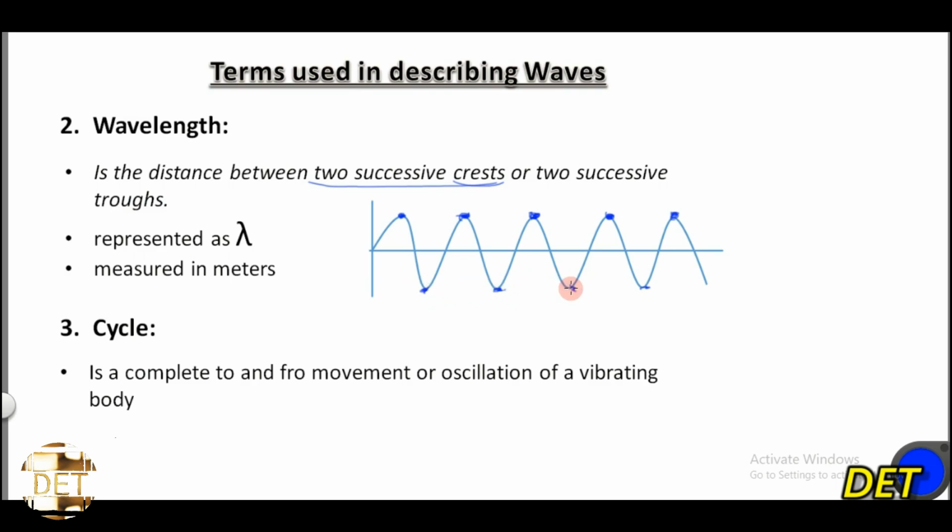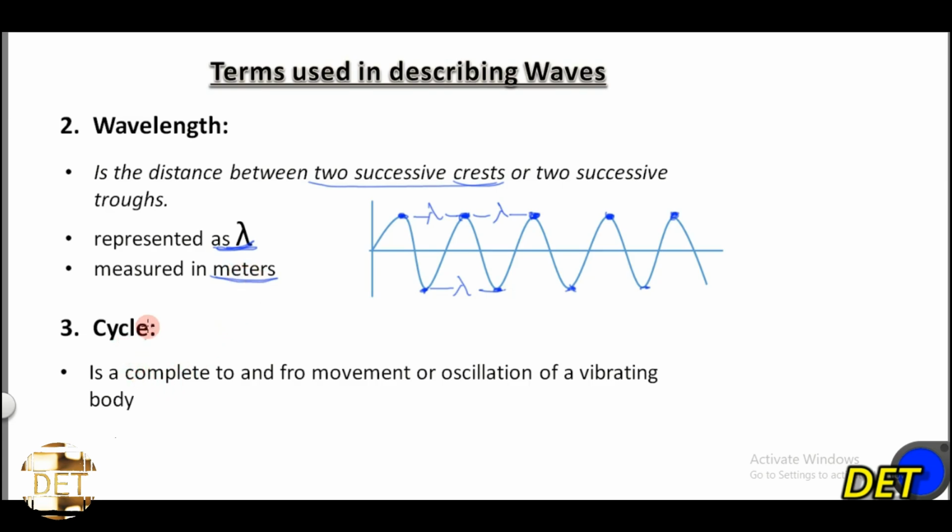The wavelength is represented by the symbol lambda, and it is measured in meters. The distance from here to here is your wavelength, represented as lambda, and it is measured in meters. So this is very, very important.